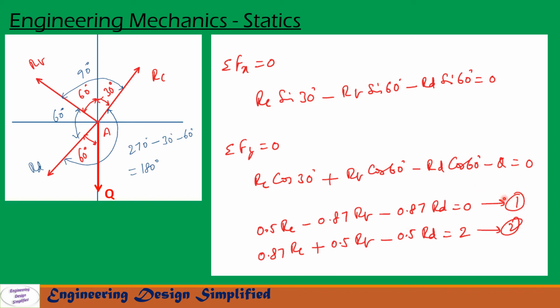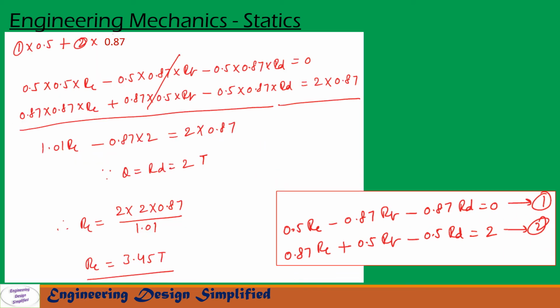Now let us call these two equations equation 1 and equation 2. Now we have two equations and two unknowns. The reaction RD, we already saw in the previous slides, equals Q, that is 2 tons. In order to find the unknowns, let us multiply equation 1 by 0.5 and add equation 2 multiplied by 0.87. So we get equations like this, and these two terms will get cancelled. The addition gives 1.01 RC minus 0.87 times 2 equal to 2 into 0.87.